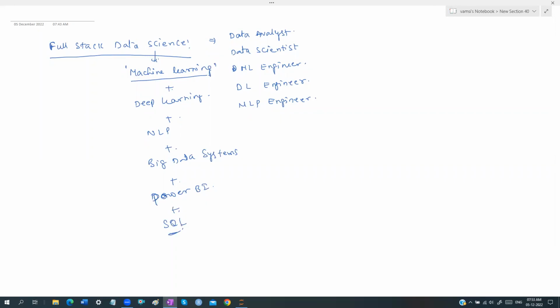So which makes a complete full stack data science engineer, what we can call him. So multiple levels, multiple skills, multiple job opportunities, multiple roles. So we have good opportunities out there.